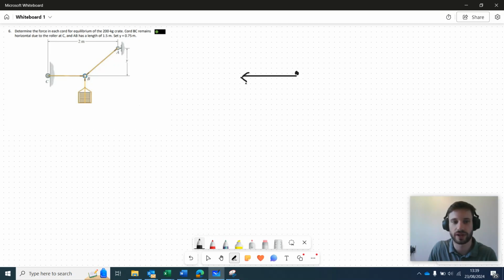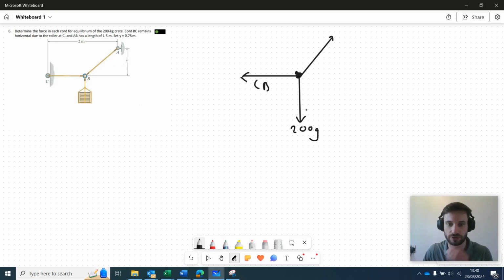Right, we have this. We have the tension in CB acting here. We have the tension in BA acting here. And we have the weight of this 200 kilogram crate here. Let's label it 200G. I trust that you are familiar with this idea of G, where G is equal to 9.8 meters per second squared. And let's label it BA.